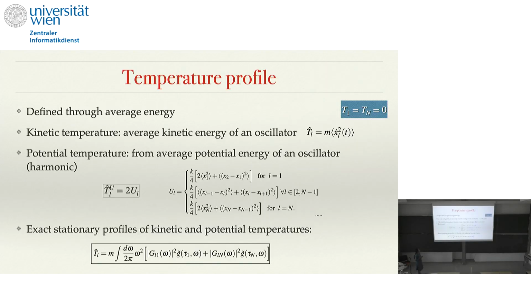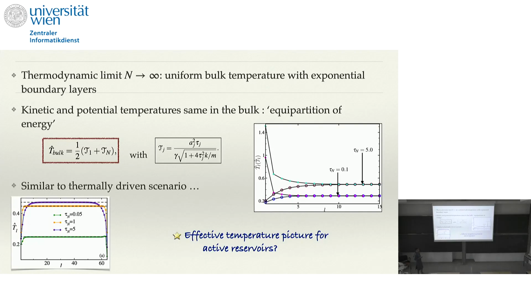Now coming to the question of temperature profile. For thermally driven oscillator systems, it's often customary to define a kinetic temperature from the average kinetic energy of the oscillators. For harmonic cases, one can also define a potential temperature just by taking the average potential energy of the oscillators. So here also we can do the same. And what we find is that in the thermodynamic limit, both of them reach a profile which is flat in the bulk, although the boundary layers are different. But both of them also reach the same flat value. So kinetic temperature and potential temperature are identical in this n going to infinity limit.